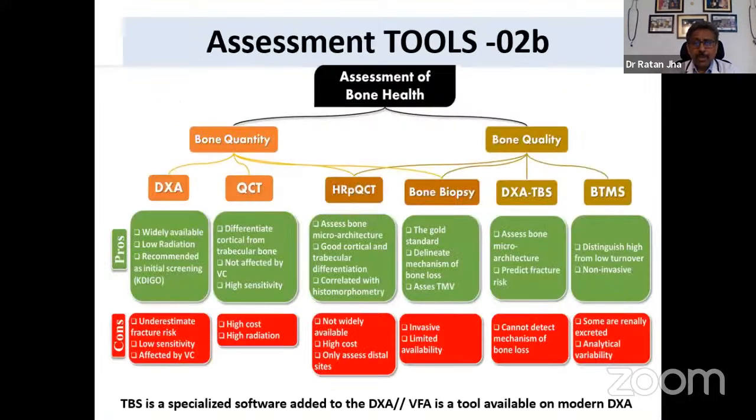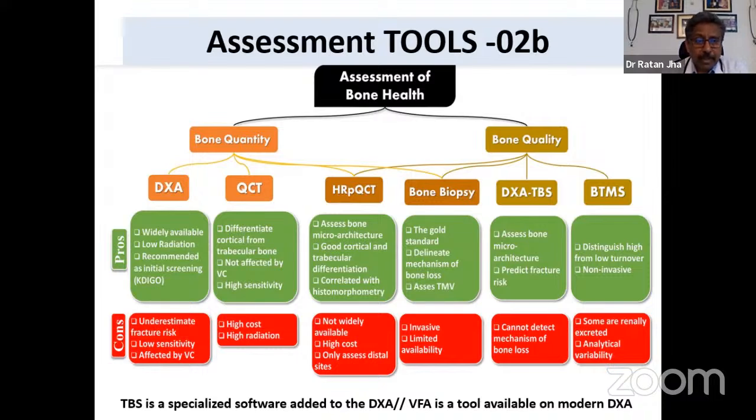And the tools which are utilized to assess this bone strength are on the slide. Conventionally we look at the bone quantity, or we may even look for bone quality if available. The bone quantity is commonly assessed by the DEXA scan or DXA scan, but it can underestimate the risk of fracture in the patient with chronic kidney disease. It has a low sensitivity compared to the other types of tools, and it can be affected by the vascular calcification, which is quite common in patients of chronic kidney disease.